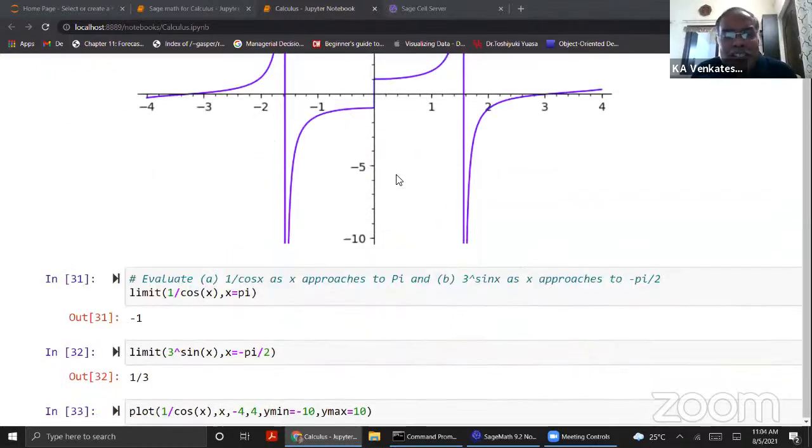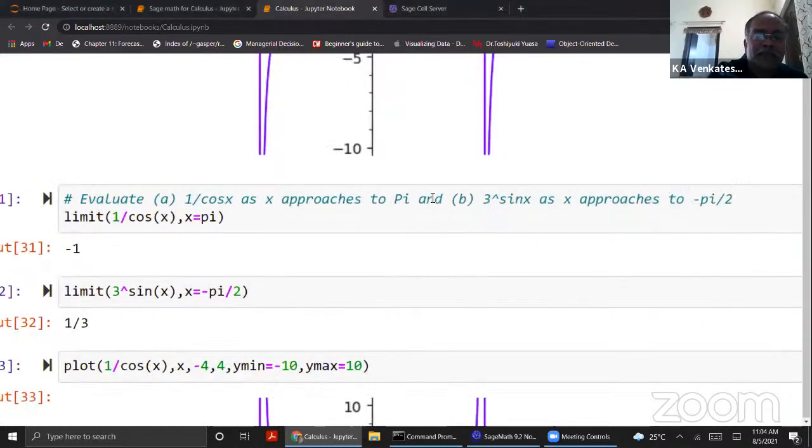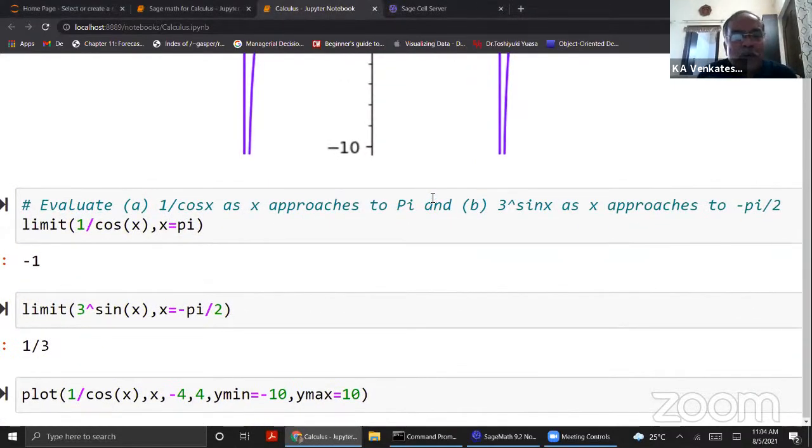There are 2 problems I have given. You can do that. Note down the problems. Evaluate 1 by cos x as x approaches pi. The second problem is 3 power sin x as x approaches minus pi by 2. So, one line of code only.